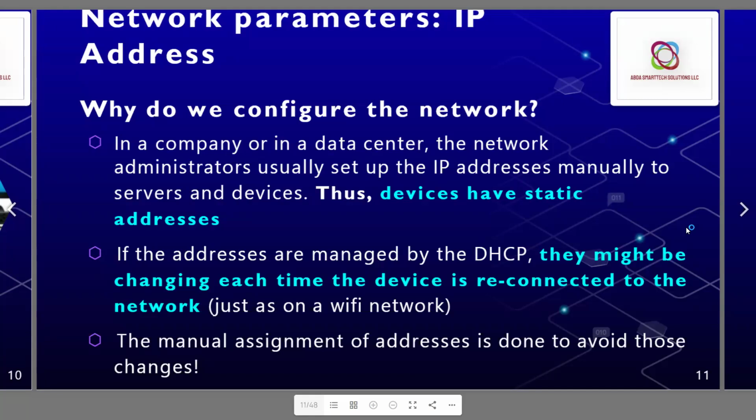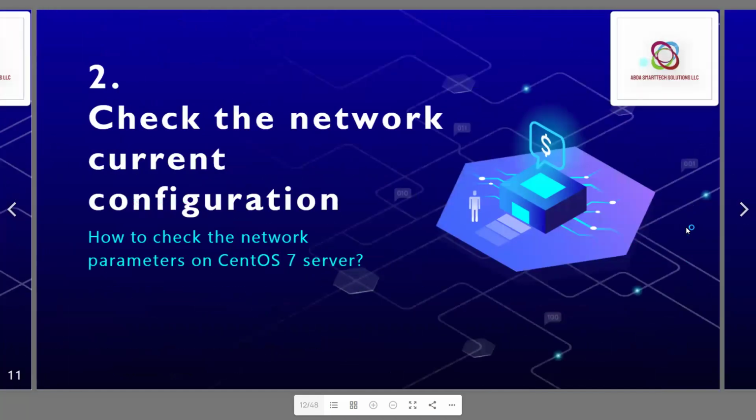If the addresses are managed by the DHCP server, they might be changing each time the device is reconnected to the network, just like a Wi-Fi network. The manual assignment of addresses is done to avoid those changes. So most of the servers in production are going to have static IP addresses. You cannot afford for that IP address to change because too many things can go wrong. Okay? Check the current network configuration. How to check network configuration. So this is going to be a CentOS 7 server.